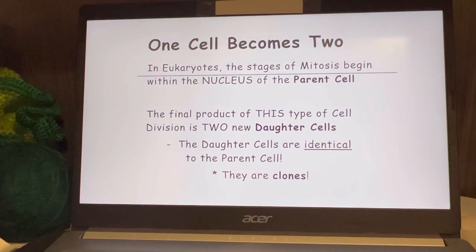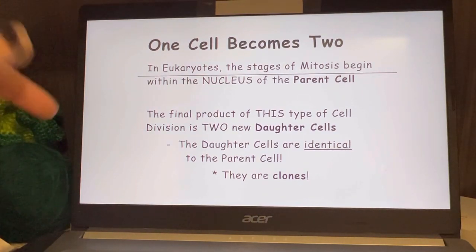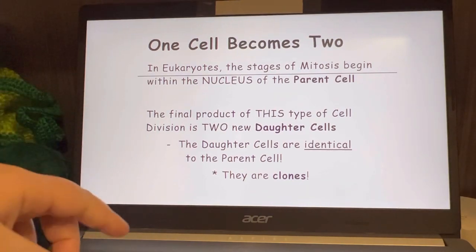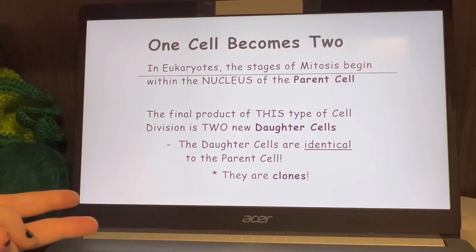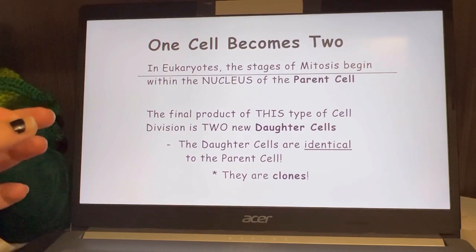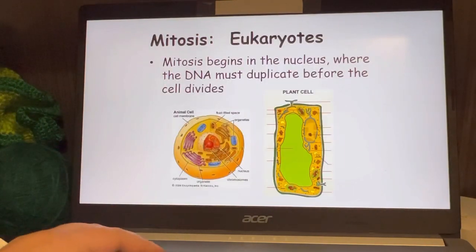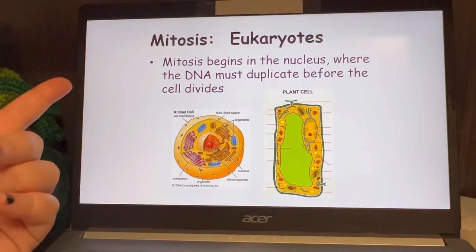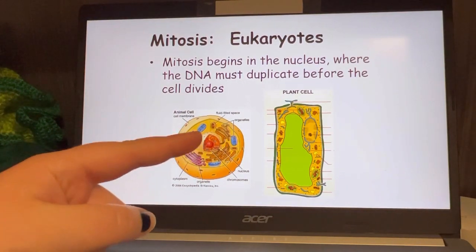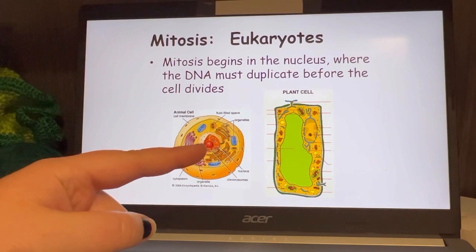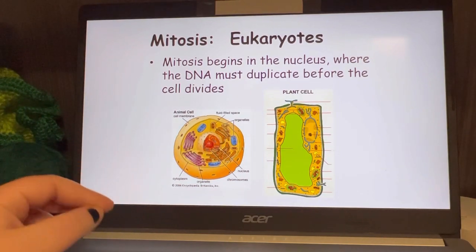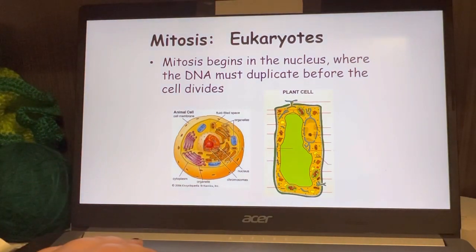Alright, so with mitosis, one cell becomes two. In eukaryotes, the stages of mitosis begin within the nucleus of the parent cell. The final product of this type of cell division is two new daughter cells. The daughter cells are identical to the parent cells. They are clones. Okay? So mitosis begins in the nucleus. So that's this center part here, this little red thing here, where the DNA must duplicate before the cell divides.